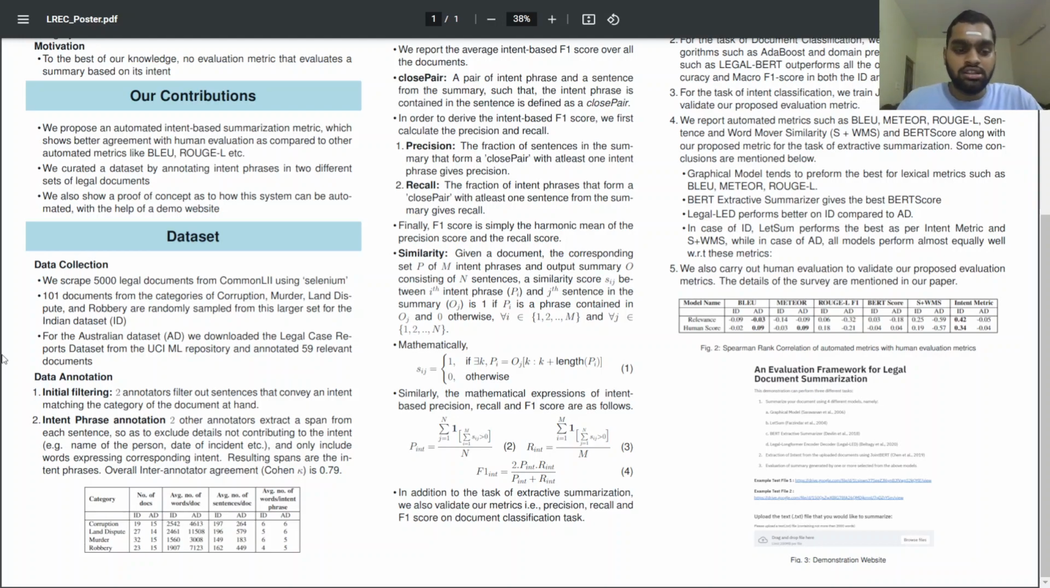If you look at the Cohen's kappa coefficient, the overall inter-annotator agreement is 0.79. And the table below summarizes our dataset in terms of the number of documents, the average words and the average number of sentences, the average number of intents, and the average number of words per intent phrase.